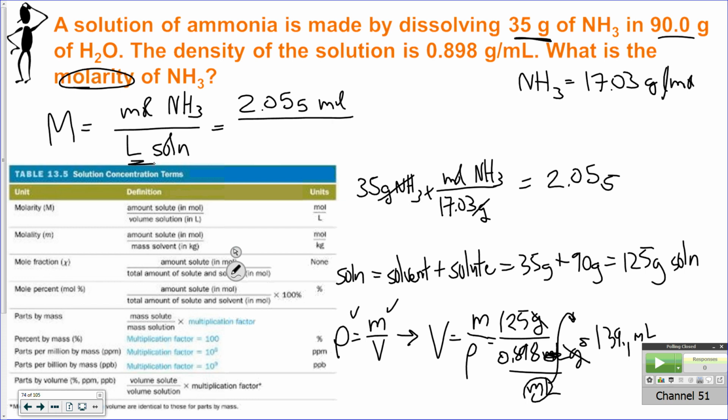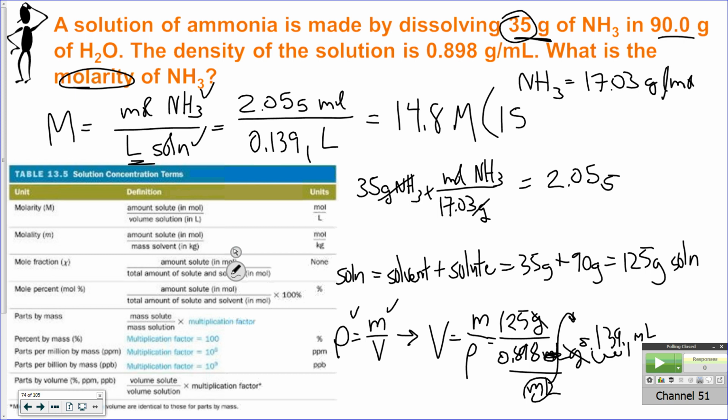I need it in liters of solution. To go from milliliters to liters, I move the decimal place to the left three times. So it's 0.1391 liters. Moles per liter is what I want, so that allows me to calculate the concentration. I get that this particular solution is 14.8 molar. Actually, since I've only got two significant figures in this one, I probably need to take that to 15 molar to be more correct.